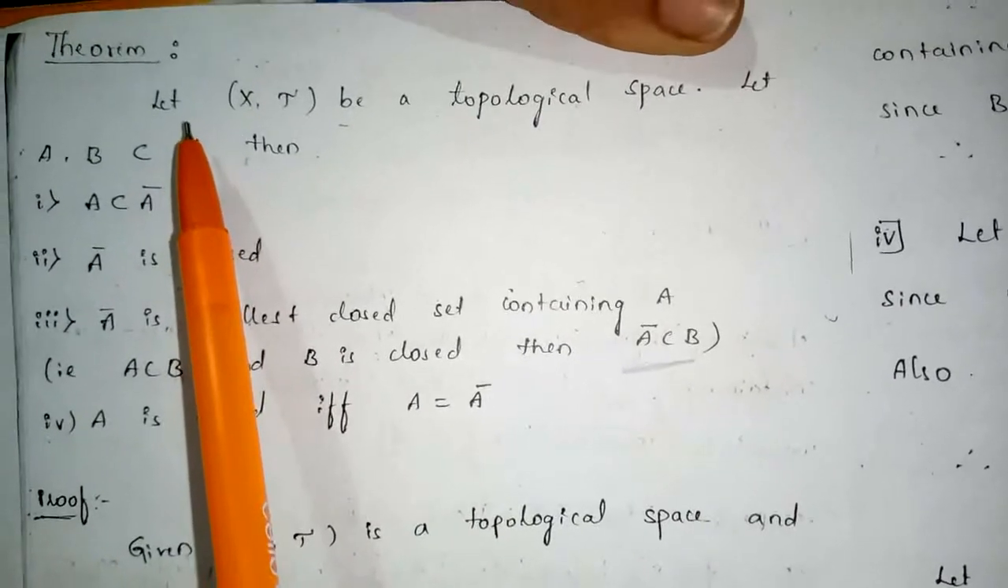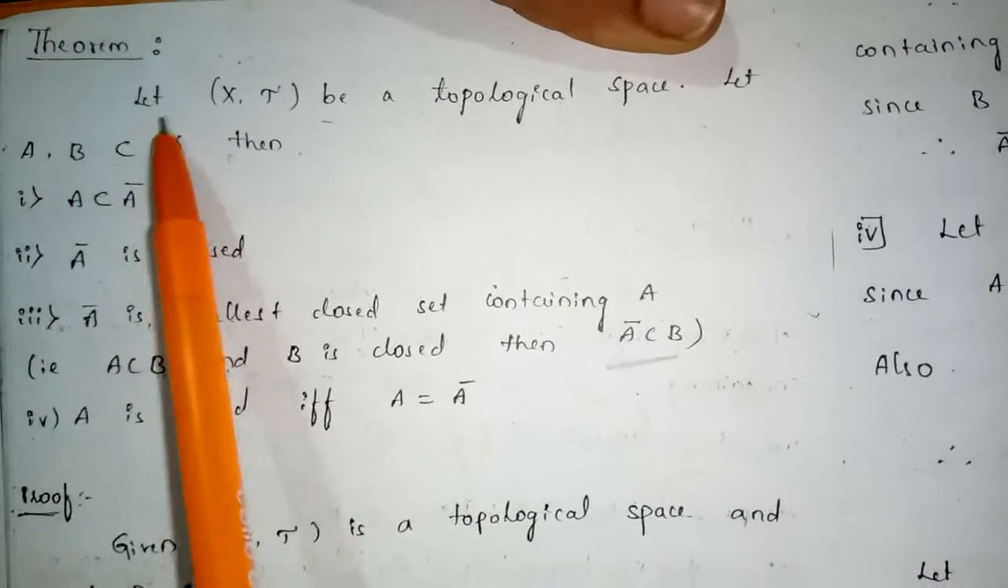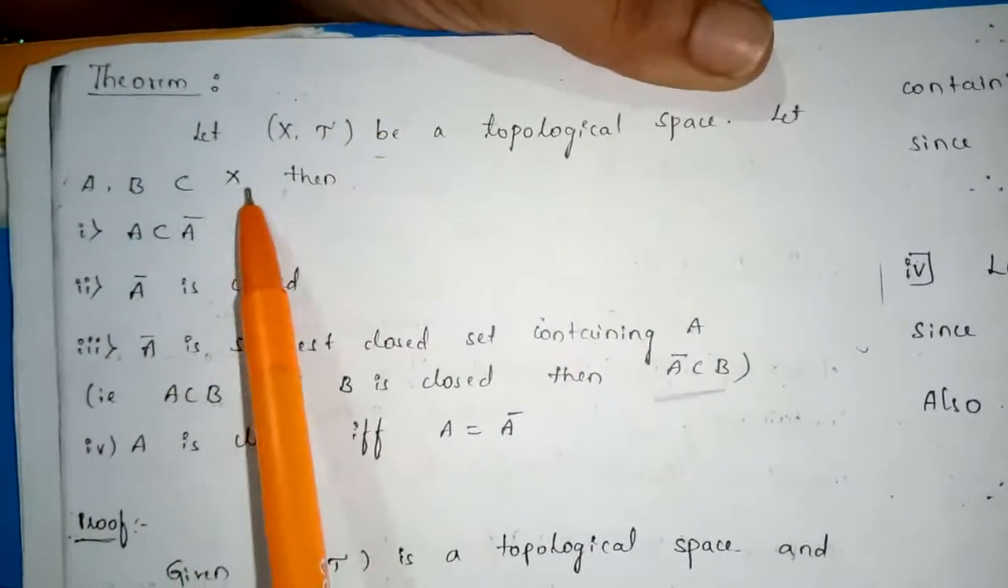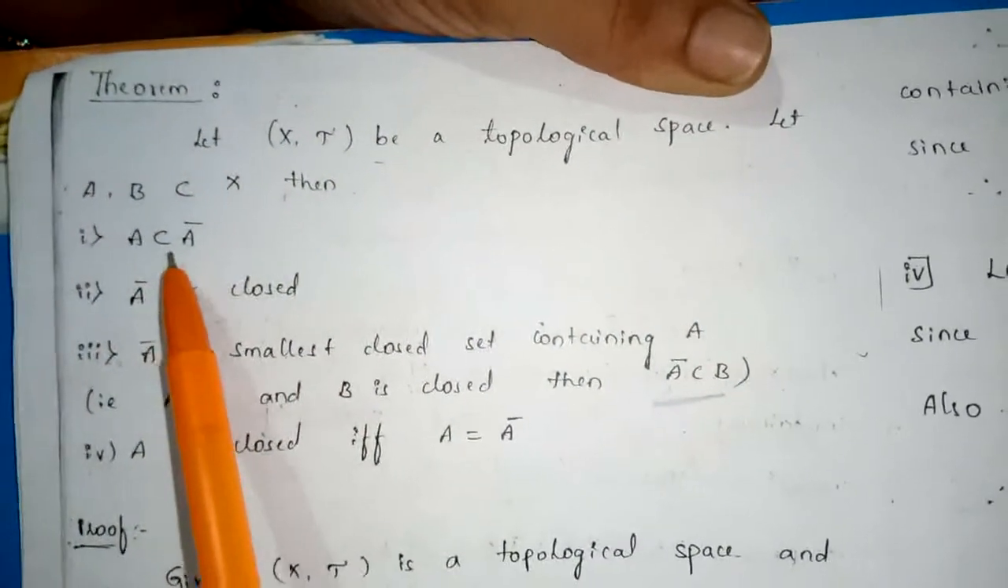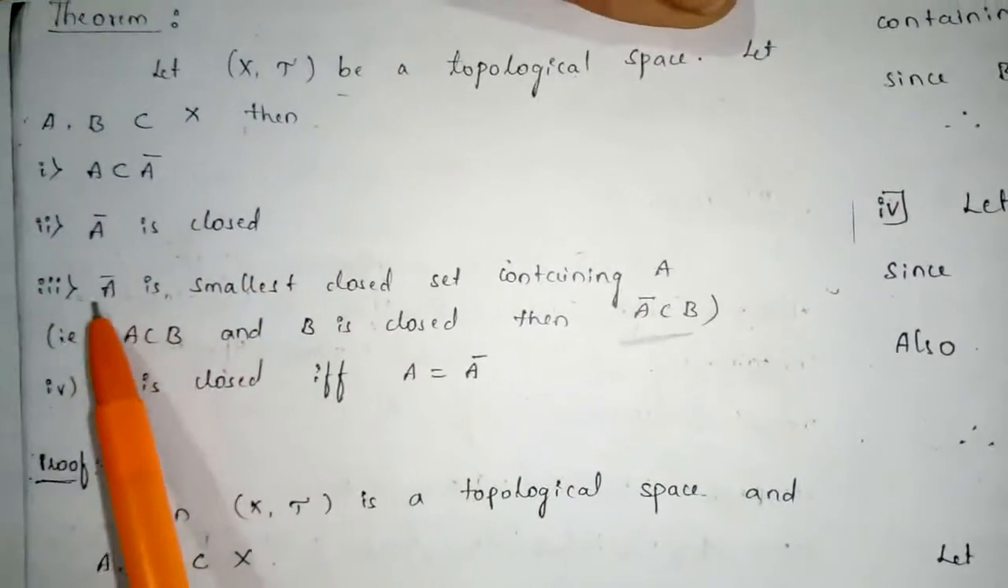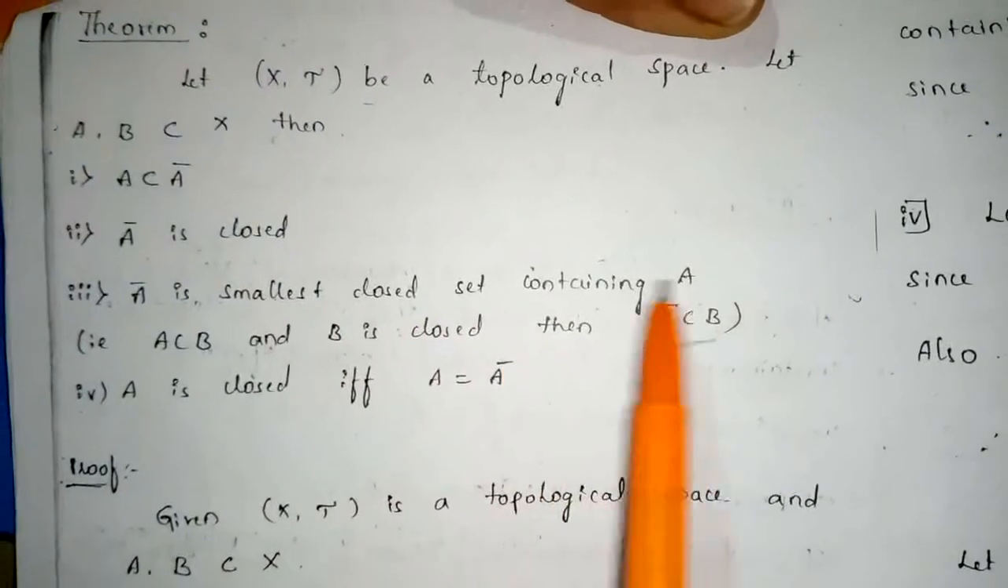Next we go to the theorem. The statement of the theorem is: let (X, tau) be a topological space, and let A be a subset of X. Then we have to prove that first, A is a subset of A bar. Second, A bar is closed. Third, A bar is the smallest closed set containing A.